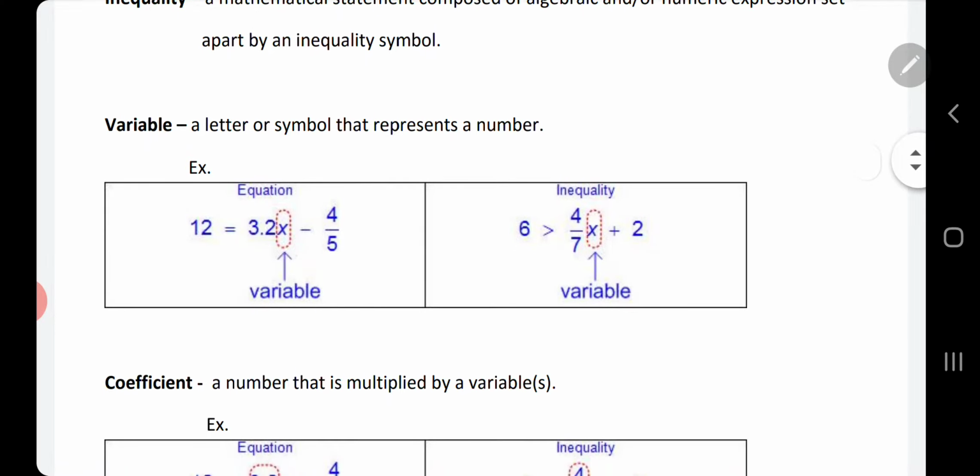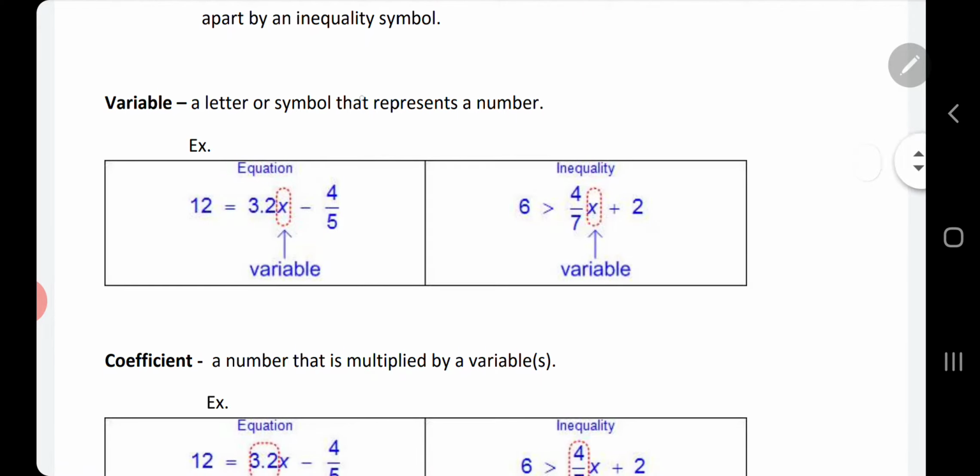All right, a variable is a letter or symbol that represents a number. An example here is the variable, which it shows as the x. Once again, it can be any letter. I can call it A, I can call it B, I can call it D. It really does not matter.